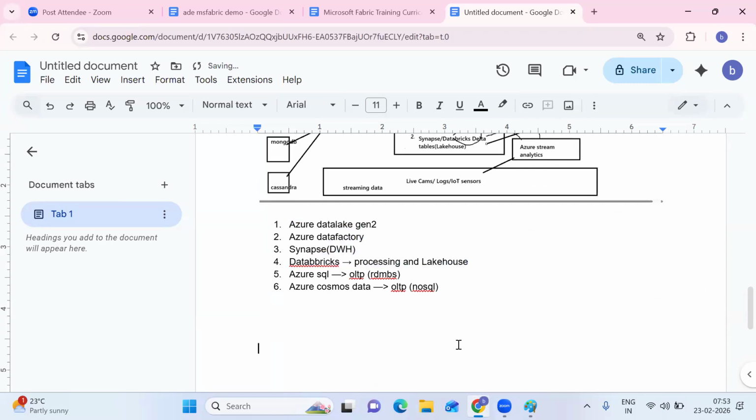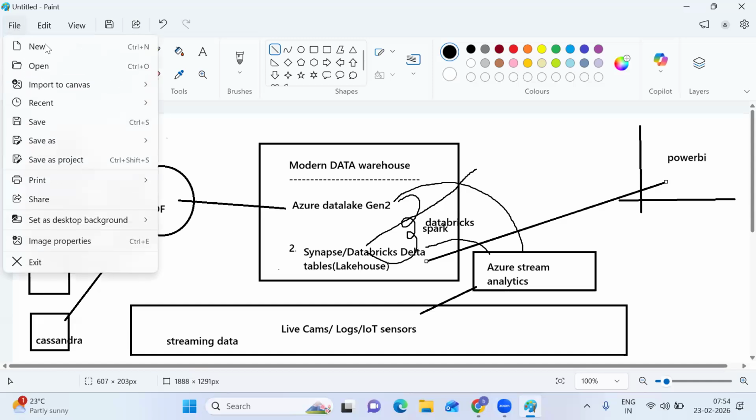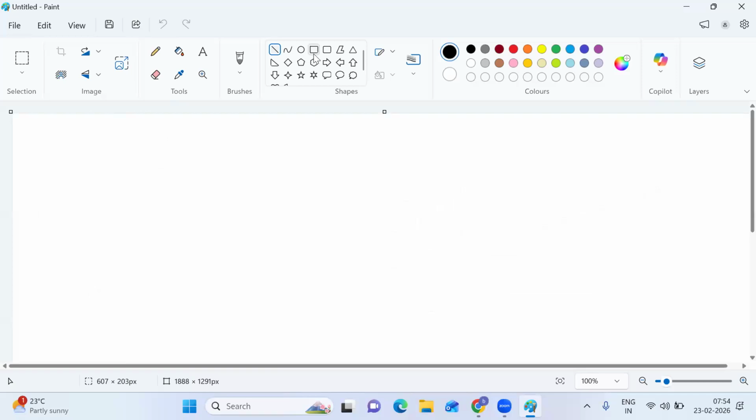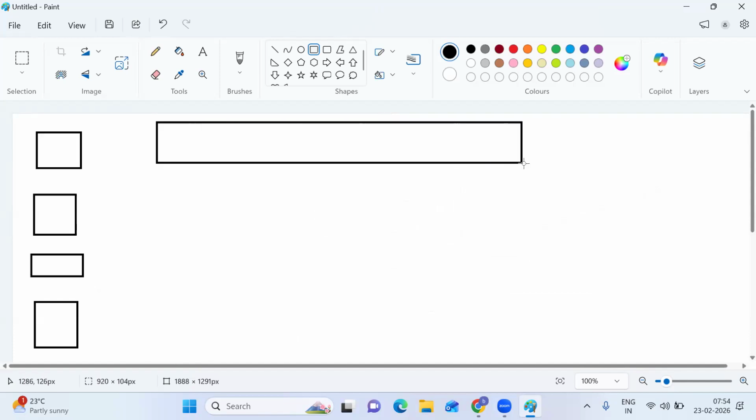Now, the Fabric BI environment. I keep the same picture in a different order. Keeping some OLTP systems. And you have streaming systems.